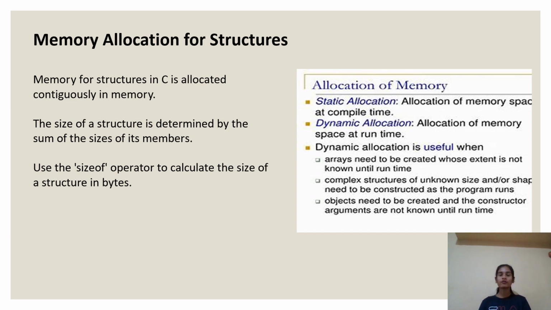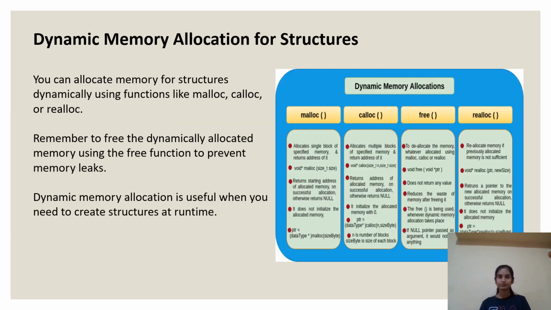Memory allocation for a structure. Memory for a structure in C is allocated contiguously in memory. The size of a structure is determined by the sum of the sizes of its members. Use the sizeof operator to calculate the size of a structure in bytes.